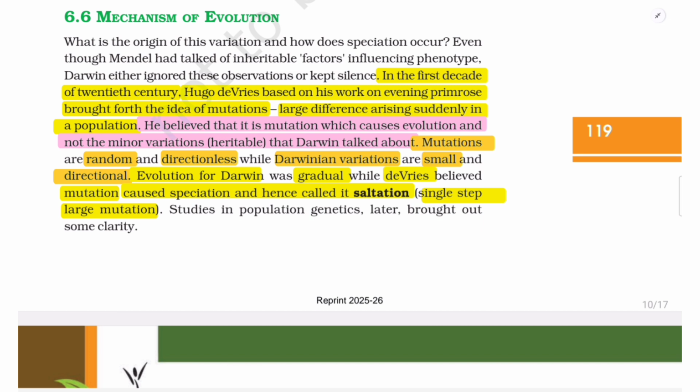He believed that it is mutation which causes evolution and not the minor heritable variations that Darwin talked about. Mutations are random and directionless, while Darwinian variations are small and directional. Evolution for Darwin was gradual, while De Vries believed mutation caused speciation and hence called it saltation, that is, single-step large mutation. Studies in population genetics later brought out some clarity.